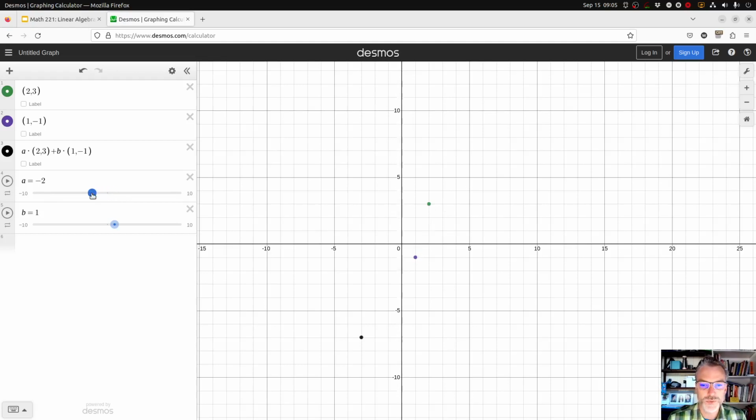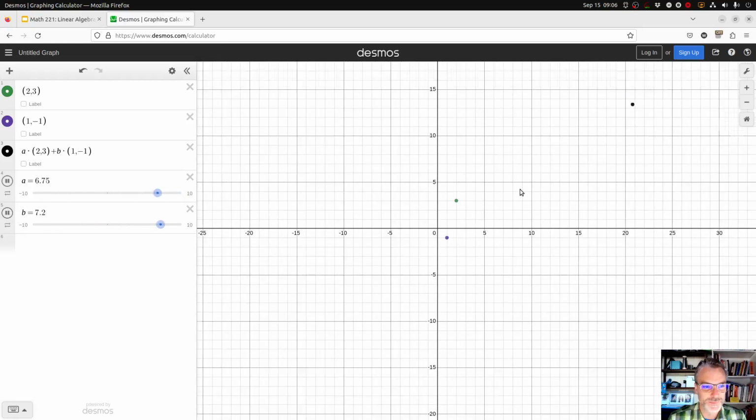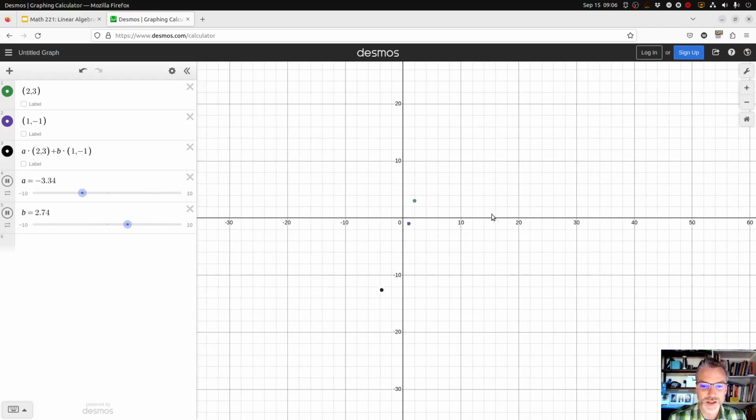You can see what happens if I move one of these. Sure enough, I'm going to sweep out a line. If I move the other one, sure enough, I'm going to sweep out a line in the other direction. Now, I'm going to try to animate this, and you have to use your imagination a bit. So that's sweeping out a line, but then the other way it's sweeping out a line.